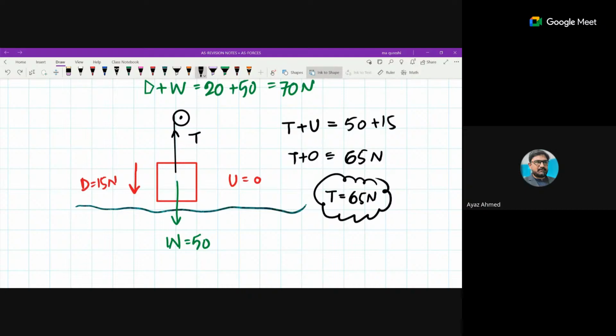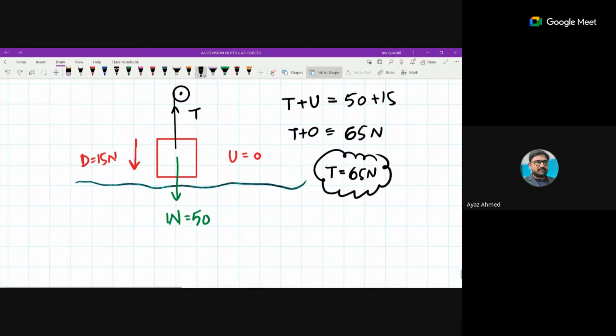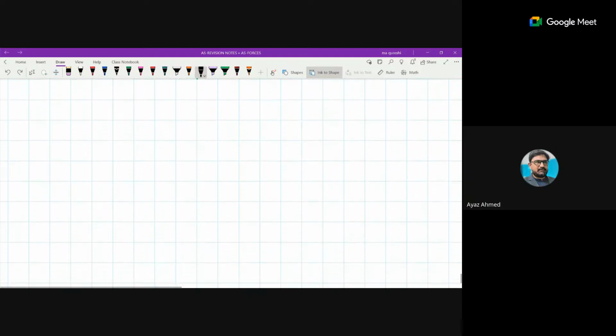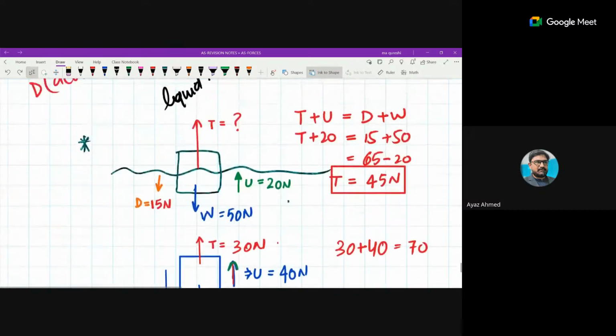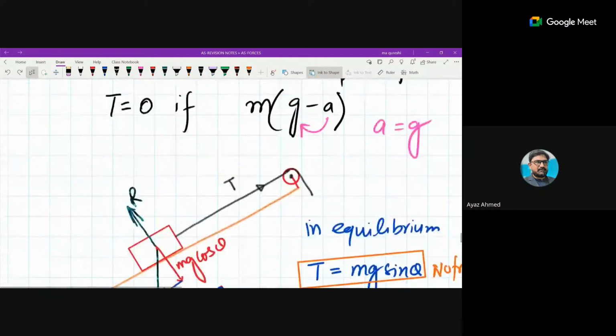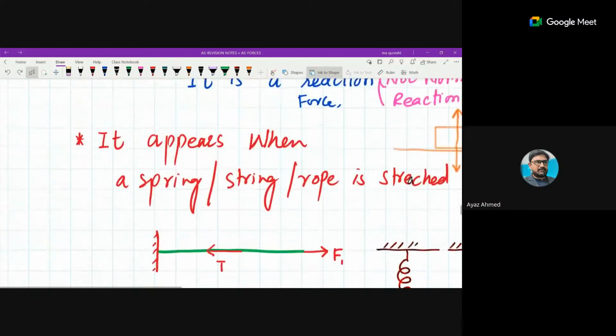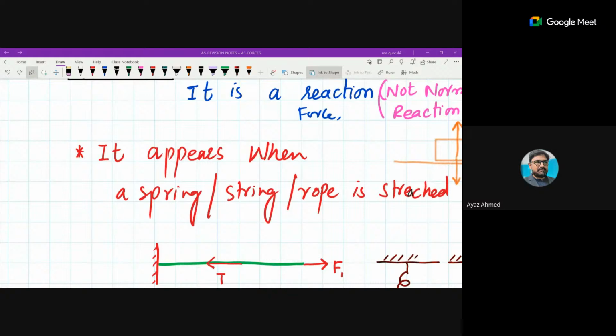Okay. So in this way, we have completed all the types of forces: upthrust, tension, viscous drag, and everything. I hope that you will not have any query in that. No, no problem. Not at all. Okay.